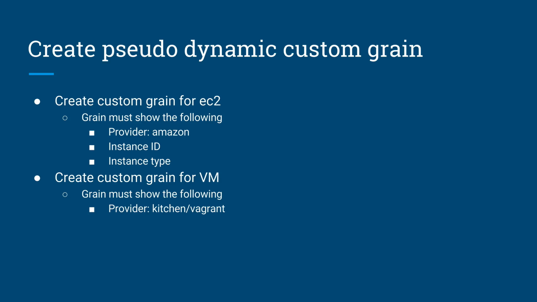Welcome back, guys. Today we'll be revisiting the grain that we created last time for Amazon. We're just going to add more conditions to make sure that the grain works properly, and we'll also be creating the custom grain for the VM for Vagrant/Kitchen.